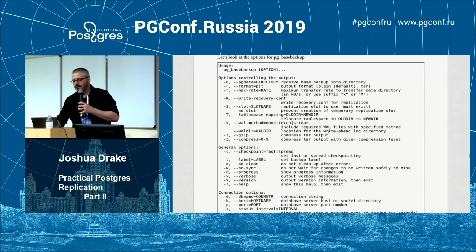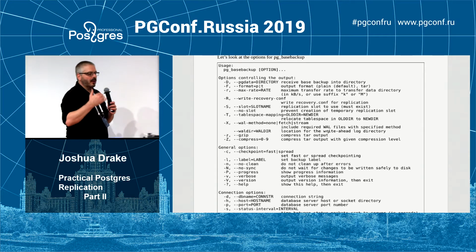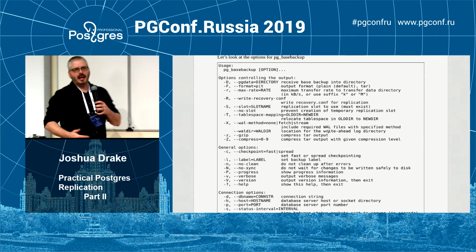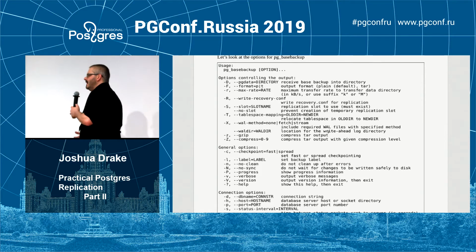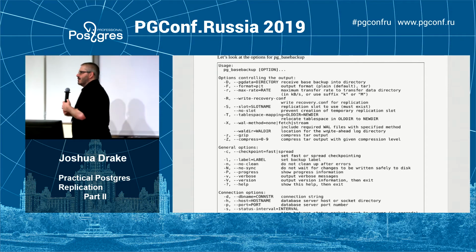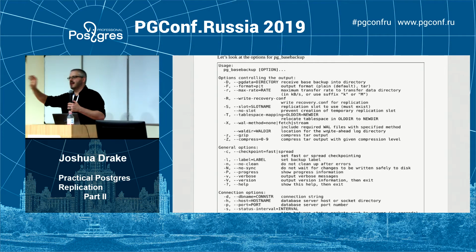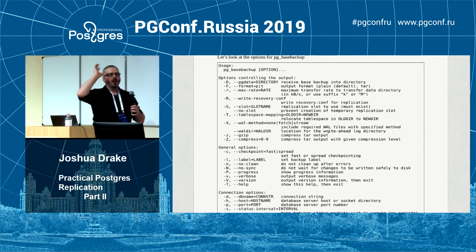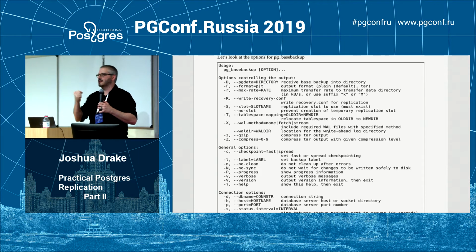-F format, do we want plain or tar? For this purpose, we want plain, because we're not actually taking a backup. We're actually creating a replica. If we're creating a backup, something that we want to archive, send off to tape or Glacier or whatever, then you would use tar, because it would wrap it all up into one nice little ball, and you could take that ball and put it on a remote drive or whatever you need to do.